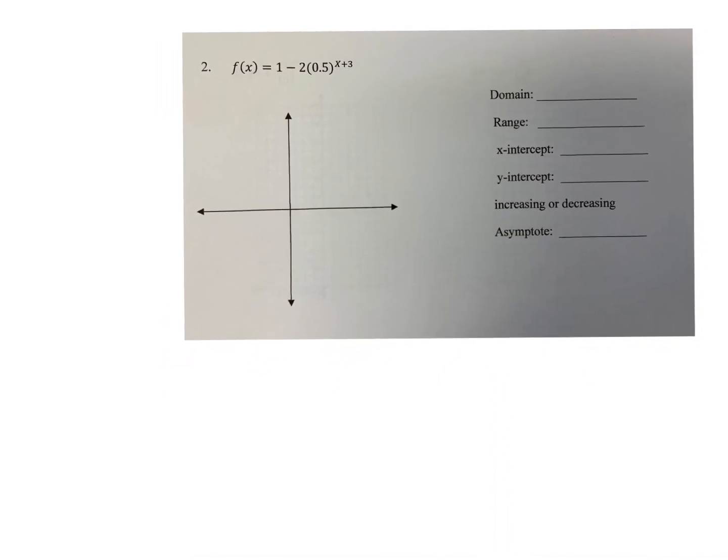Let's try it again. So I'm going to rewrite it first to make my life a little bit easier. This is the same thing as negative 2.5 x plus 3, plus 1. So you can see that asymptote at the end is going to be y equals 1. Let's find some intercepts. So let's do my y-intercept first.